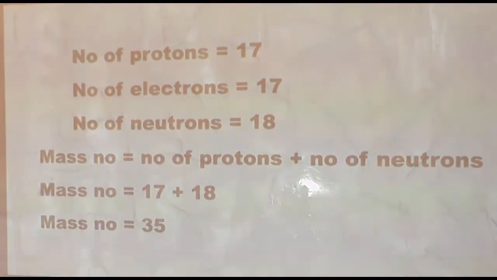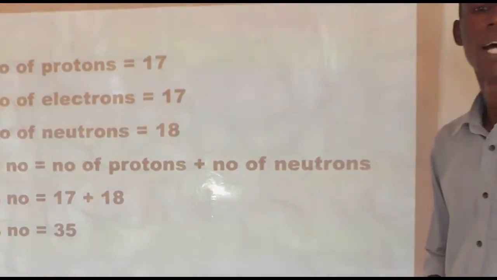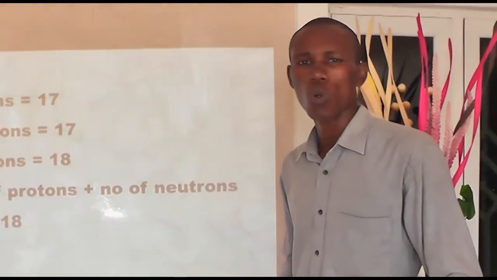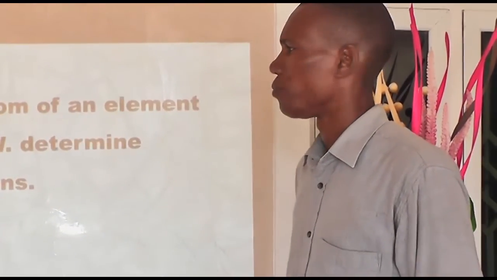Therefore, mass number is equal to number of protons plus number of neutrons. And what is the number of protons? 17. What is the number of neutrons? 18. Mass number, therefore, is equal to 17 plus 18, and the mass number is equal to 35. The mass number of such an atom is equal to 35.